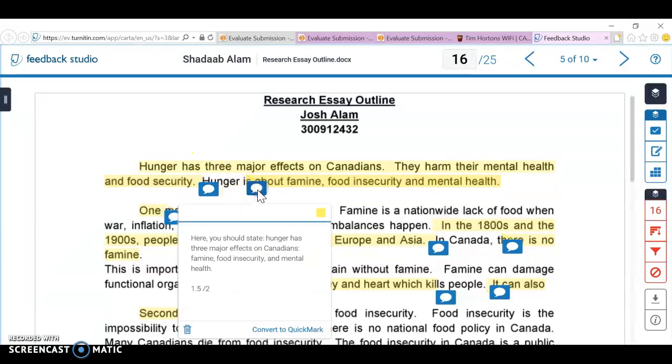And then the thesis statement, I scored you 1.5 out of 2. I think you should rephrase your thesis statement to include part of this sentence. So your thesis should say, hunger has 3 major effects on Canadians: famine, food insecurity, and mental health. If you do that, this will be a very strong, clear, detailed thesis, which can then be accompanied by an introduction paragraph that helps lead the reader to this major thesis.